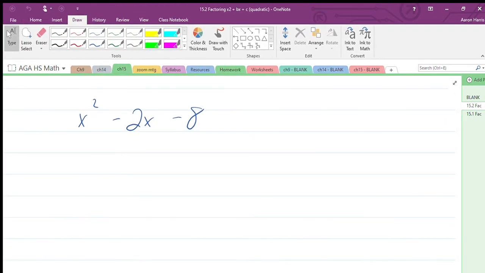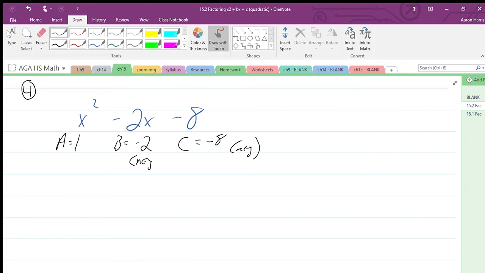Okay, so the fourth scenario is going to be x squared minus 2x minus 8. So A equals what? 1. B equals what? -2. C equals what? -8. So now C is negative. B is also negative. I don't change anything. Absolute value of A times absolute value of C. So that's 1 times 8. What's 1 times 8? That's right.